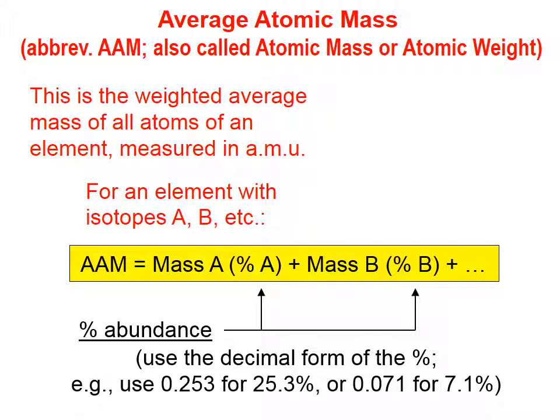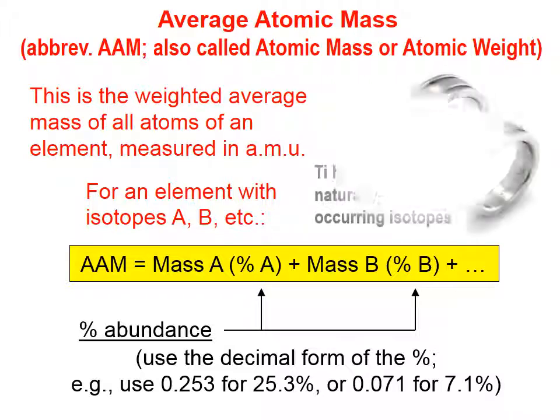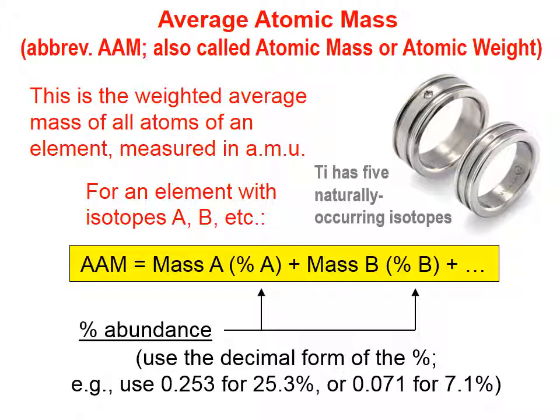Now in the equation I've shown only two isotopes, isotope A and isotope B. But depending on the element, you might have to do more in this equation. For example, titanium has 5 naturally occurring isotopes. So you would have to go mass of A times percent A plus mass B times percent B plus mass C times percent C, etc., all the way up to a total of 5, which would be mass of E times percent of E. So let's try a couple of examples.